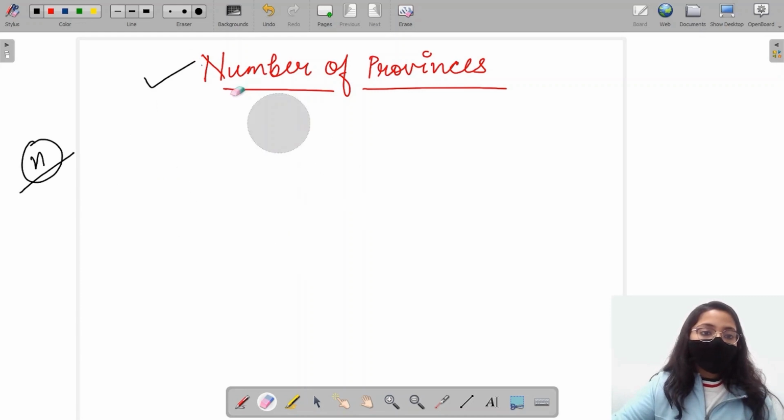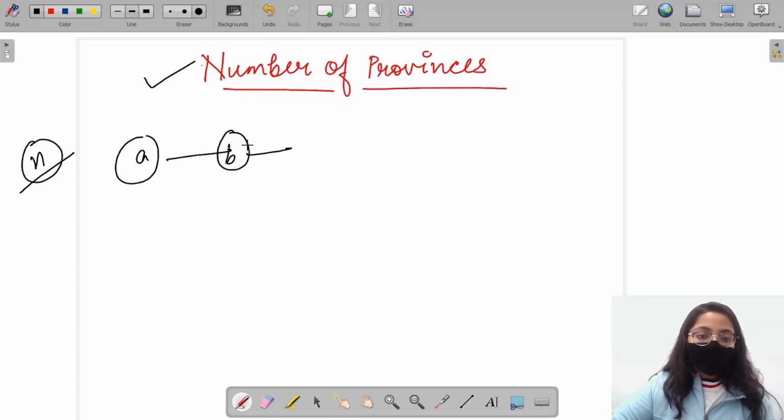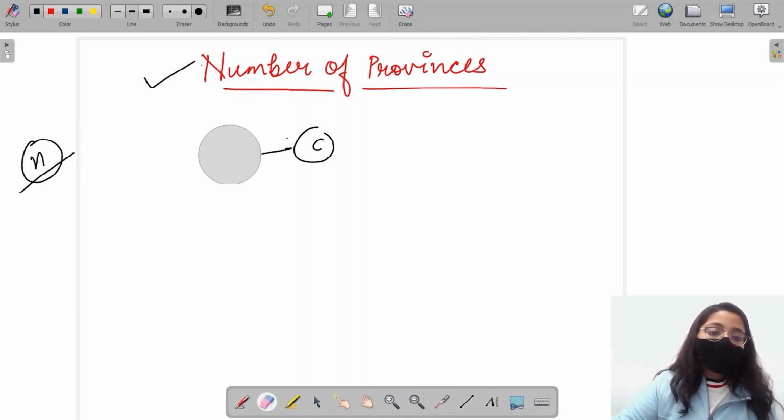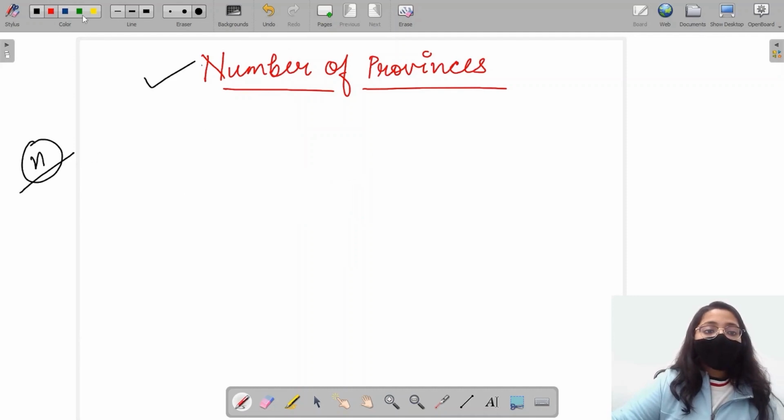So what I mean by this statement is that over here, if I have A and B, these two are directly connected. If I have B and C, then B and C are also directly connected. But A and C are indirectly connected. Okay, so how will this help our question? We have to find out the number of provinces.